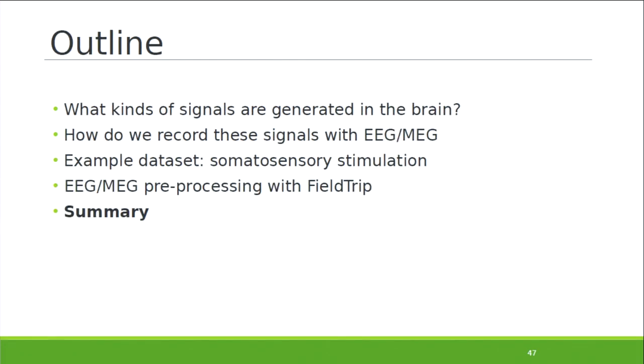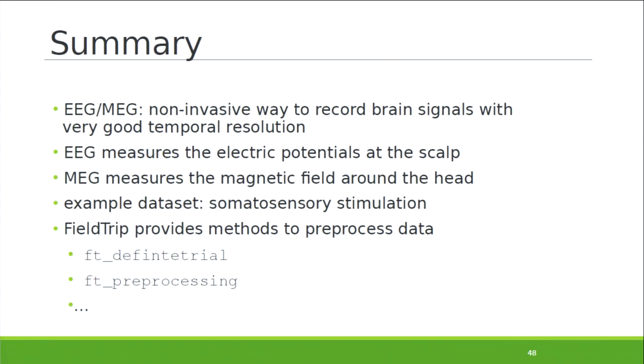Now, in the end, I have a short summary. We've seen that EEG and MEG is a non-invasive way to record brain signals with a very good temporal resolution compared to other methods. EEG measures the electric potential at the scalp, and MEG measures the magnetic field around the head. These signals mainly stem from postsynaptic potentials of the pyramidal cells in the cortex.